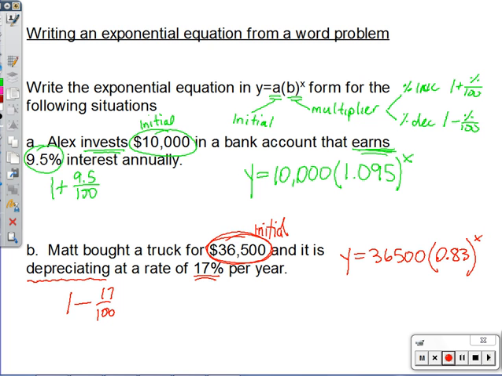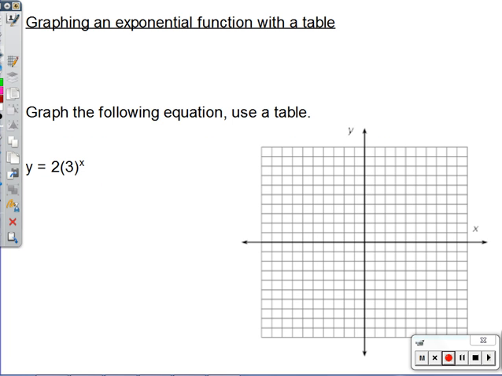Second, you're going to have to graph an exponential equation using a table. So I'm going to go ahead and set up a table, x y, for this. Now you can do the table by hand, or you could use your calculator to get the table. Just make sure when you go to y equals on your calculator, you're typing in 2 times 3 and using the caret key for the x power. Or you could do it by hand.